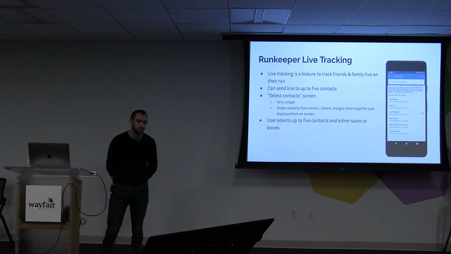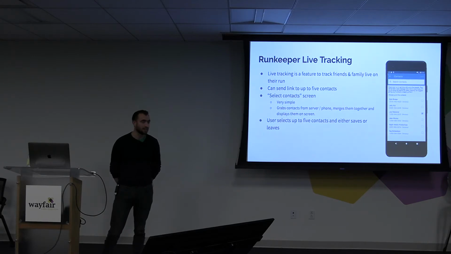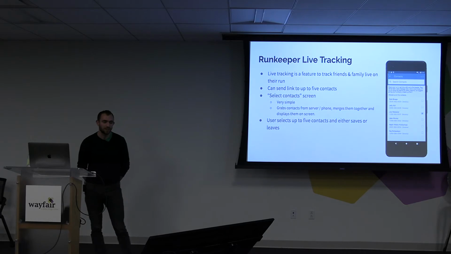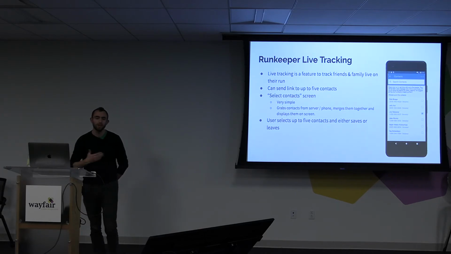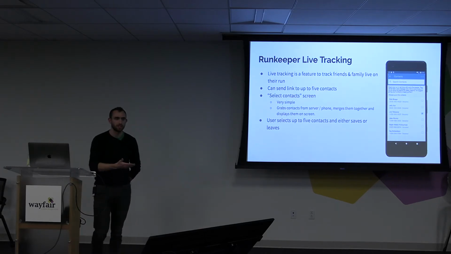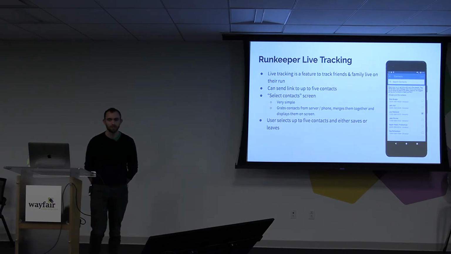So this is one of the screens. This is basically just you selecting contacts, there we go, to send this link to. It's a very simple screen. All we're doing is we're just grabbing a list of your contacts, both from your phone and then from the server if you have any backed up, displaying them to the user. User can either select up to 5 and save them, or they can back out if they don't feel like doing this anymore.